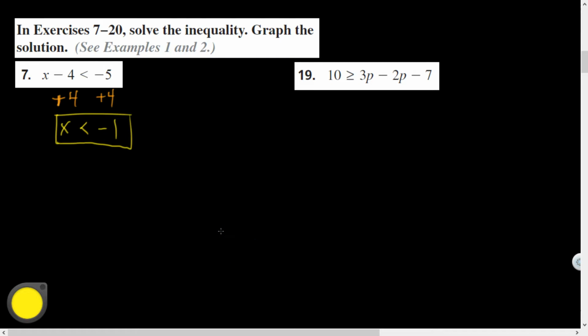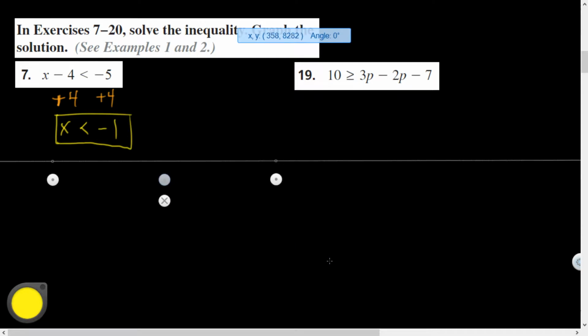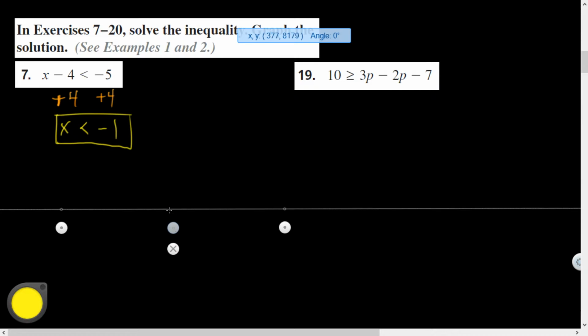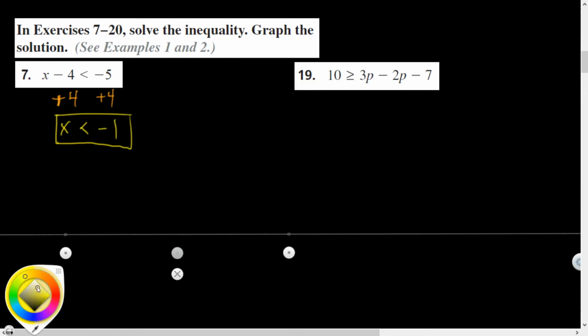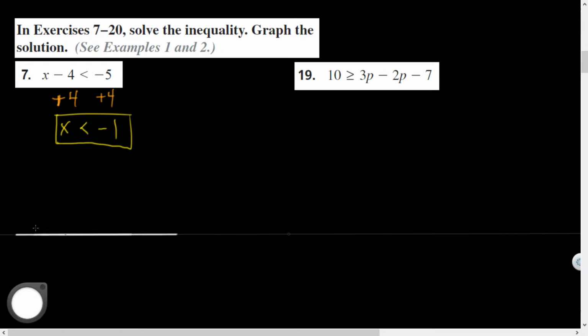Let's see, they want us to graph. I'm going to preemptively draw a number line over here. Hopefully it'll be enough space. So when I graph this, right now we are dealing with one-dimensional graphs, number line graphs.